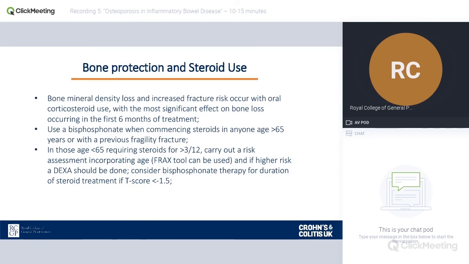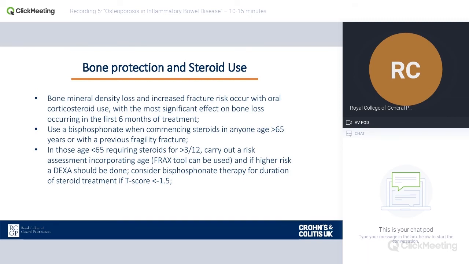Then in these patients that are identified to be higher risk, we should go on to do bone densitometry. And we should consider bisphosphonate therapy for the duration of steroid treatment if their T-score is less than -1.5. I think the only thing to say about bone densitometry is that the wait for these investigations may be significant. I certainly know in our area it is. So I think we probably need to be considerate in introducing bisphosphonates in those that we identify as high risk.